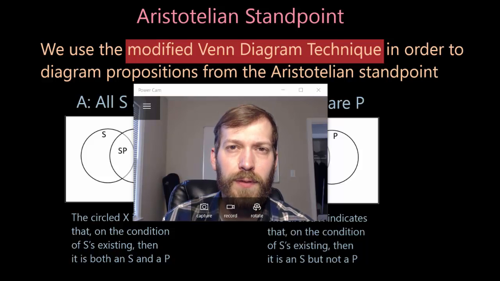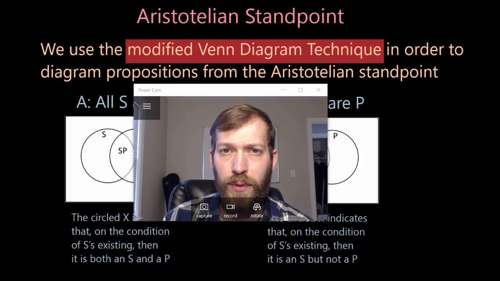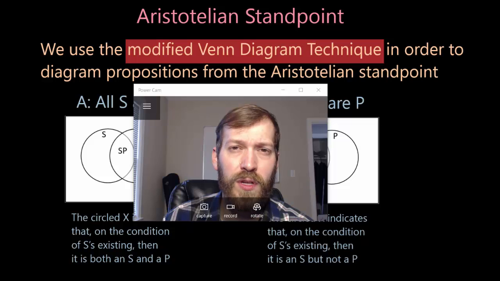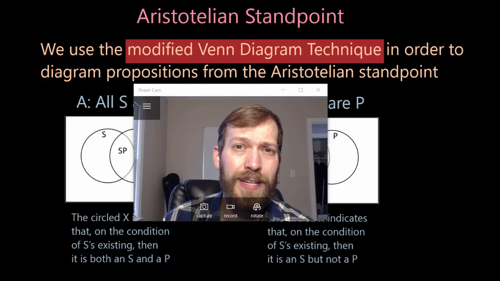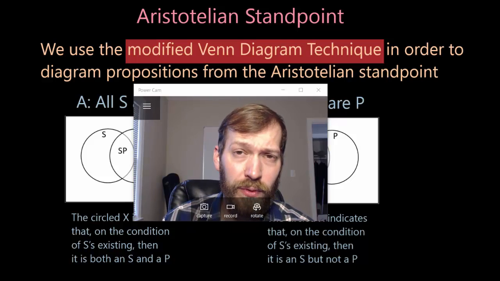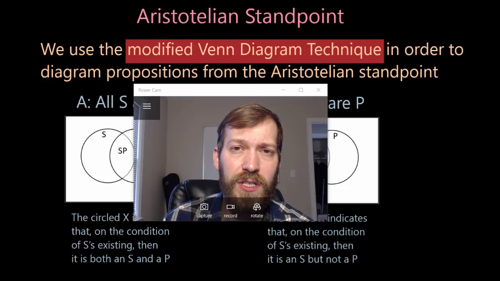We have two different standpoints by which we can interpret our universal propositions, our propositions A and E. So we've already looked at the Boolean standpoint, or the modern standpoint, and on those standpoints we don't commit ourselves to the existence of things when we assert an A or an E proposition. So if I say all dogs are mammals, I don't actually commit myself to dogs existing from the Boolean standpoint.